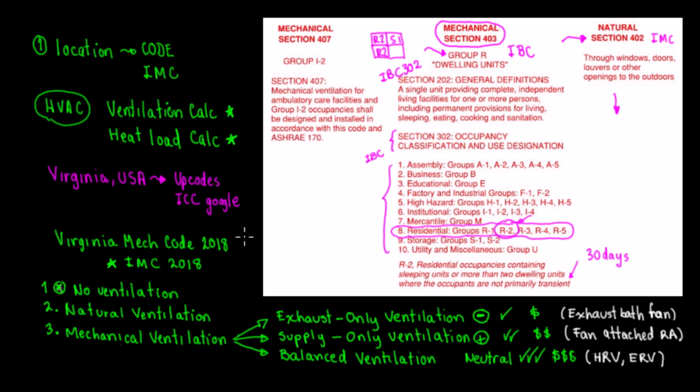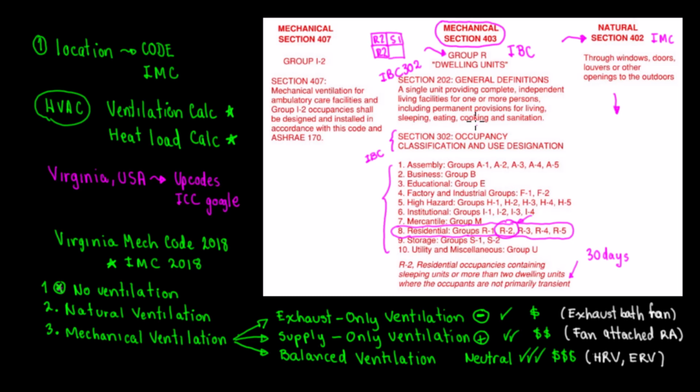30 days. Okay, so 30 days, that makes it transient. Transient means R1 is for transient, temporary occupants. In this case, they don't stay more than 30 days, R1. But in a dwelling unit, usually they live there. In multifamily buildings, in residential buildings, they live there, so they stay there for more than 30 days. That's why usually we do ventilation for R2 category or R2 occupancy, right?